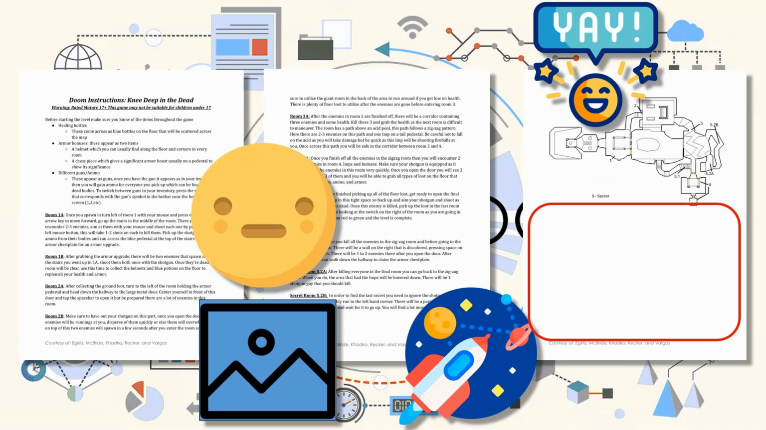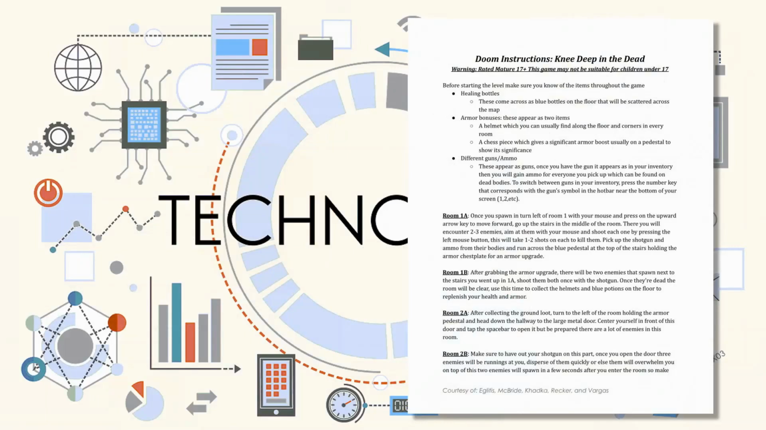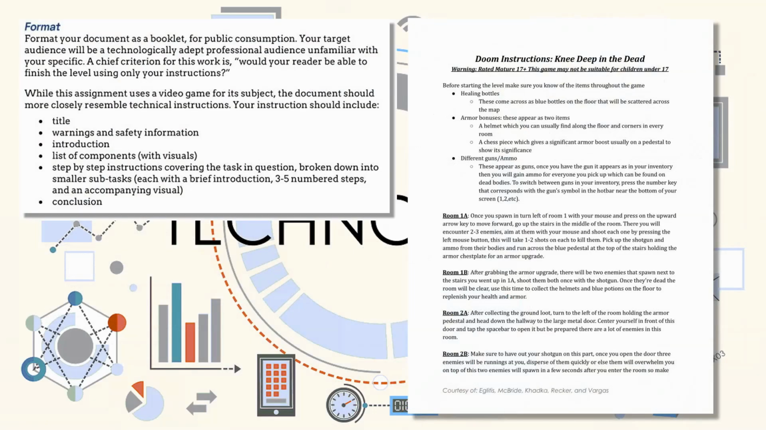Let's get into the specifics of it. Page 1 is missing a few things that are on the assignment sheet. The assignment sheet says warnings and safety information, introduction, list of components. And this talks a little bit about the components. There's no images of any of them, so I don't know what the ammo looks like, what the armor bonuses look like.